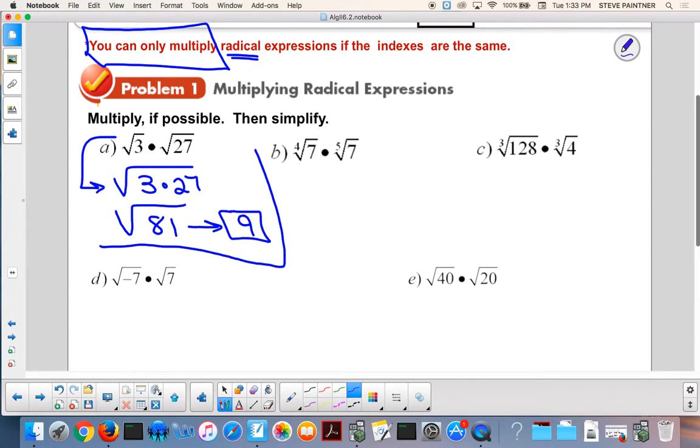Can you take the fourth root times the fifth root? No. We talked about this in the very beginning. The indices have to be the same, 4 and 5.